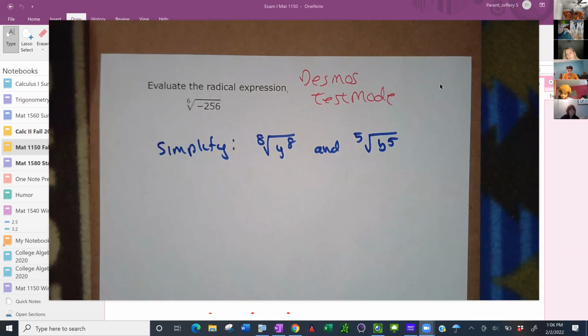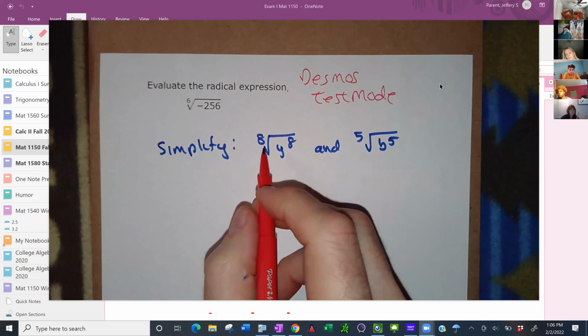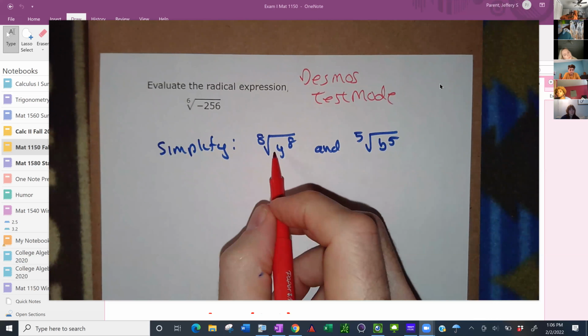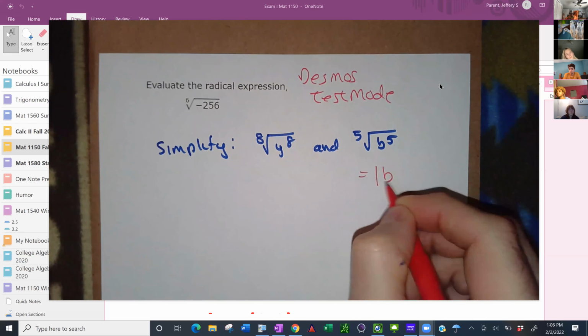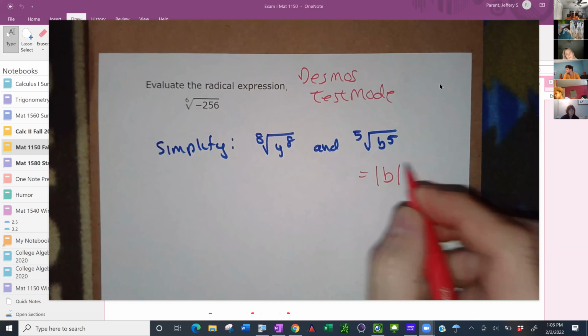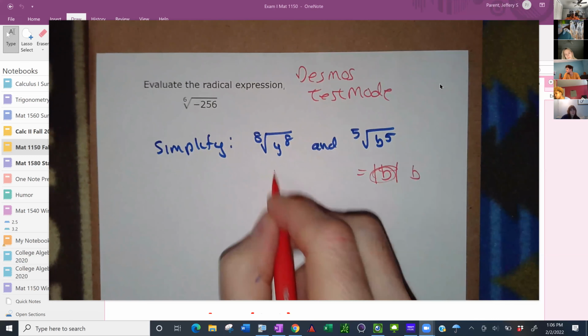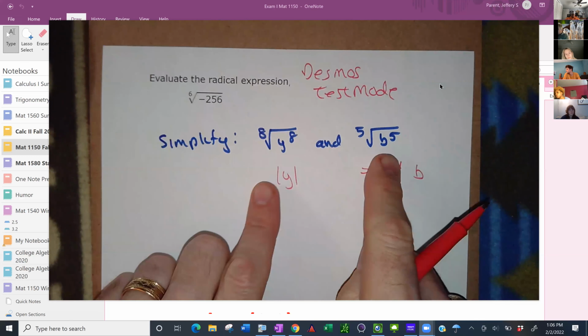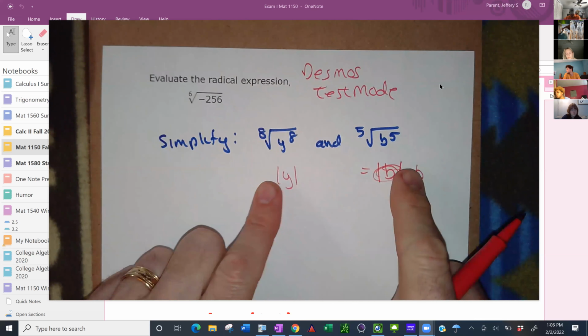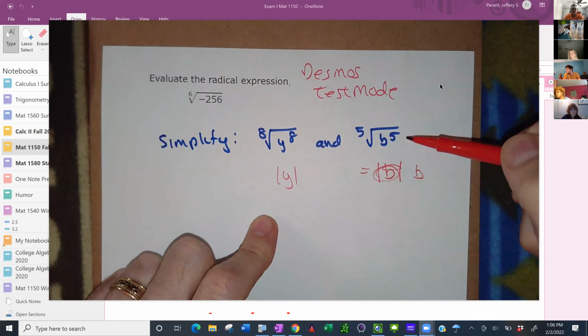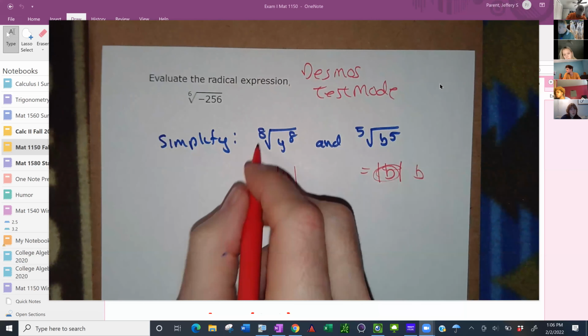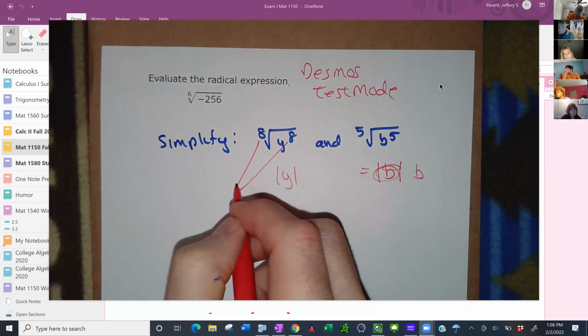Last but not least, reminder of these things. 5th root of b to the 5th would be the absolute value of b. Or excuse me, just b. This one would be the absolute value of y. Why the difference in these two? Why does this one get the absolute value and this one doesn't? The even ones get the absolute values. Because they're even. Yeah, the even ones.